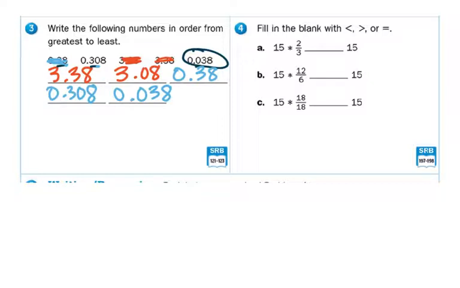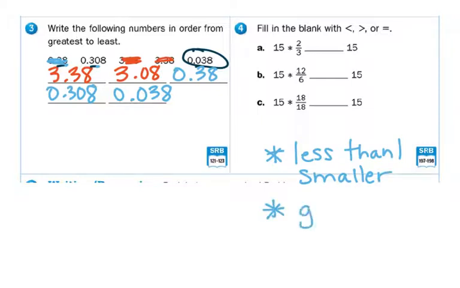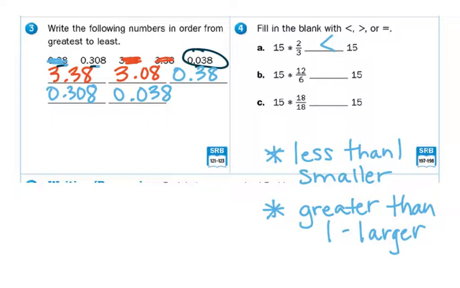Number 4, fill in the blank: less than, greater than, or equal to. So remember, if we are multiplying by something less than 1, the number is going to get smaller. If we multiply by something greater than 1, for example, an improper fraction or a mixed number, the answer is going to get larger. Okay, so given that, 15 times 2/3. Well, 2/3 is less than 1 whole, so our answer is going to end up being less than 15.